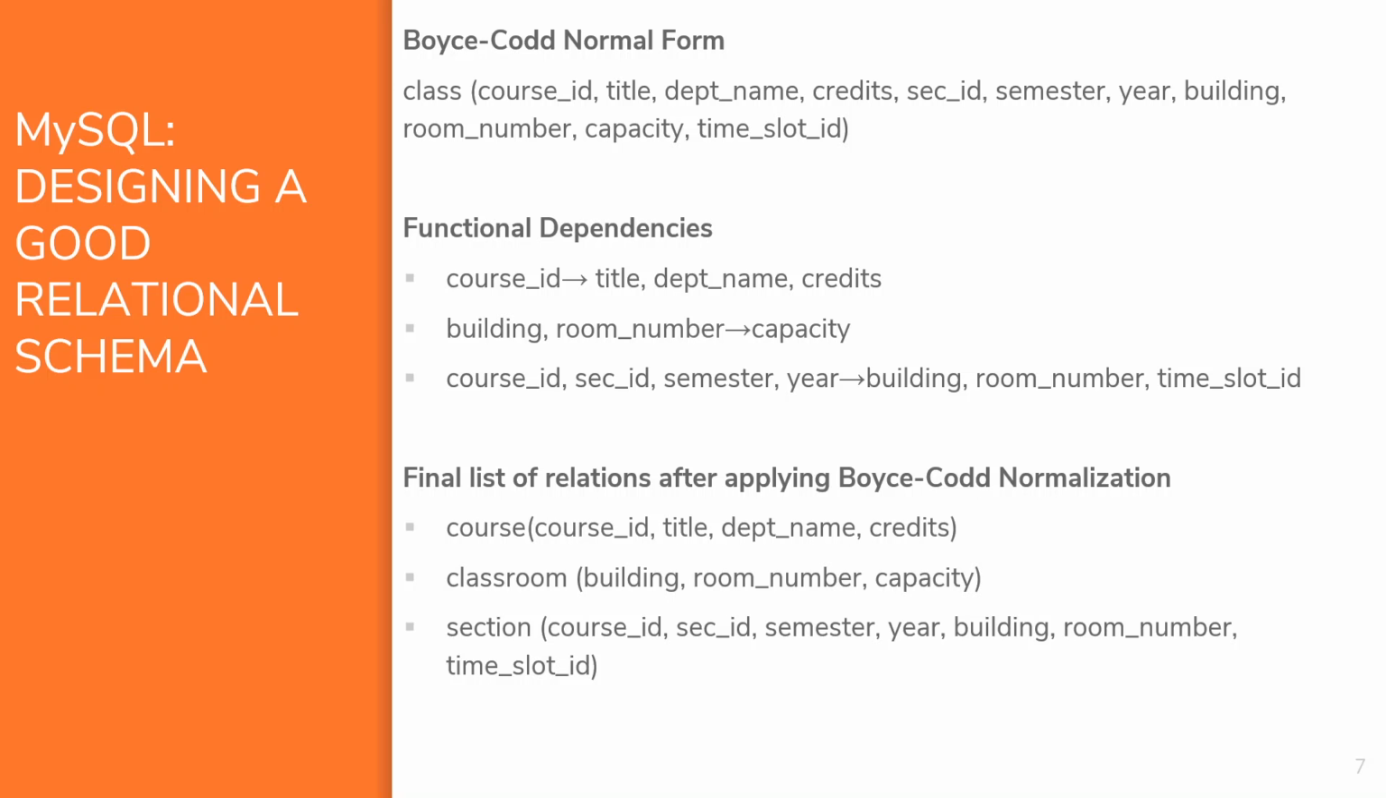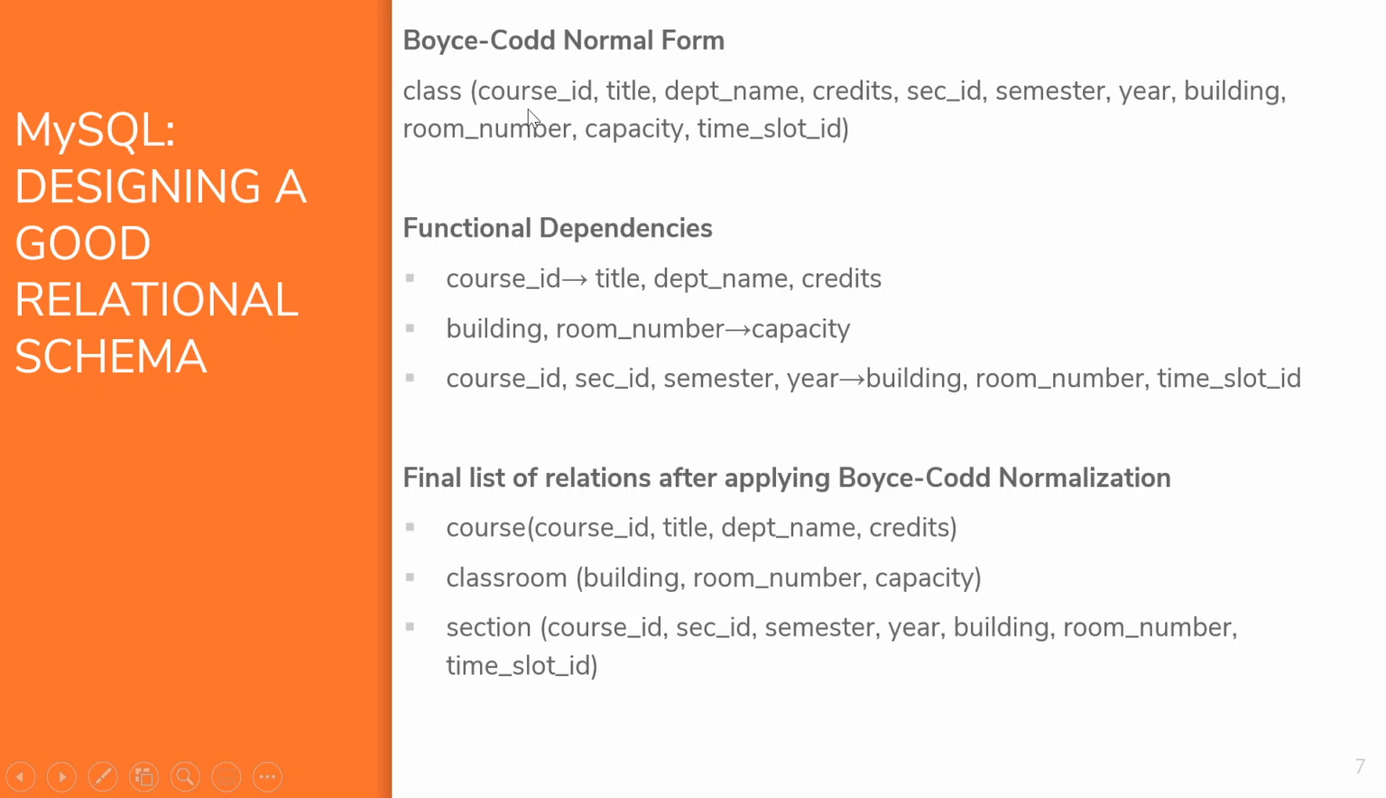So we have a relation which is not a good design. You have a lot of fields over here. This is a class table which has fields like course ID, title, department name, credits, section ID, semester, year, building, room number, capacity, time slot ID. So first what we have to do is list all the functional dependencies that are available in this. Functional dependencies are nothing but the constraints that exist among the fields.